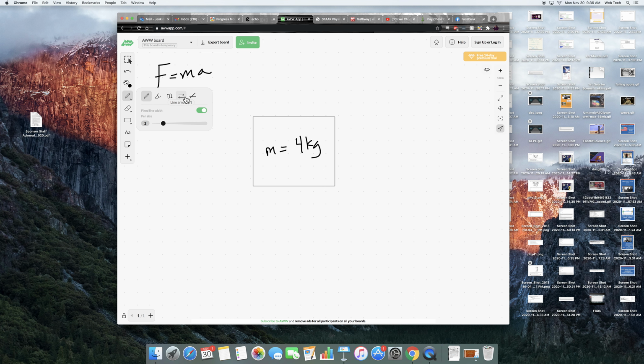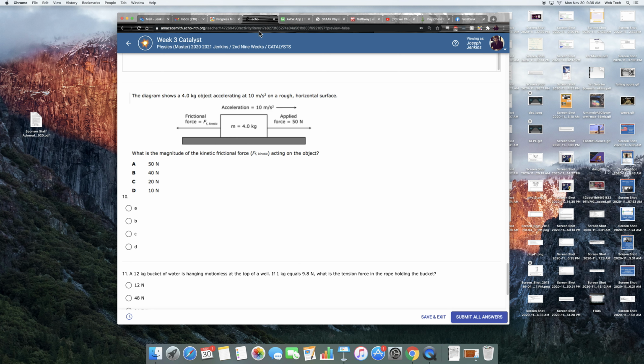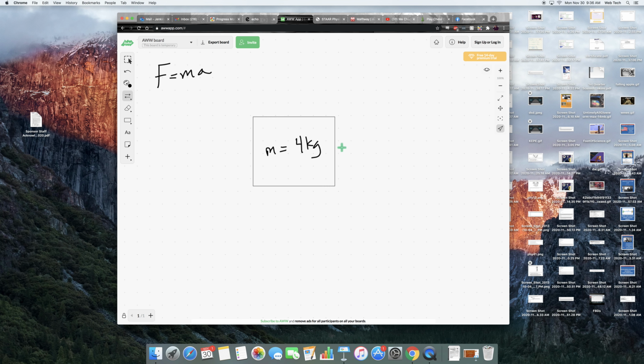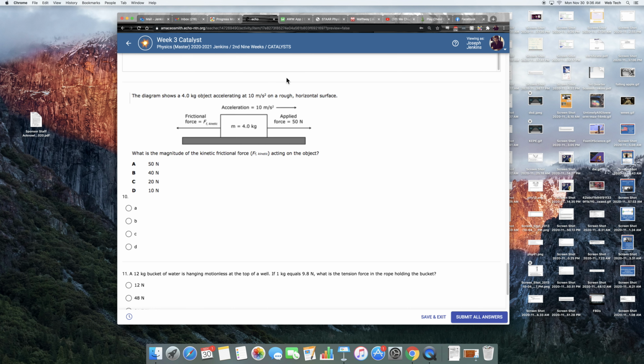So let's draw the forces on it. It has an applied force of 50 newtons. Something's pulling or pushing it at 50 newtons, and then friction is holding it back. It's got a rough surface. But the applied force is bigger than friction. How do I know? Because it's moving. How do I know it's moving? Because it's accelerating. It tells me it's accelerating at 10 meters per second squared.